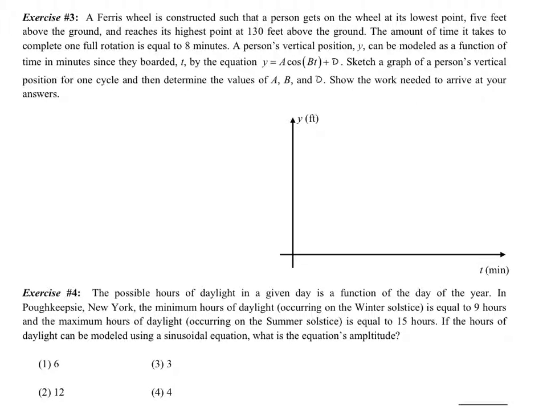Alright guys, in exercise 3 it says that we're going to be dealing with a Ferris wheel, and it is constructed such that a person gets on the wheel at its lowest point. So already, even though we're told this by the equation of the function, we know what type of function is going to be used because at time 0 we're going to be at the lowest point of the function.